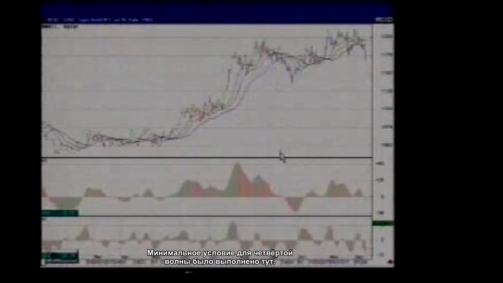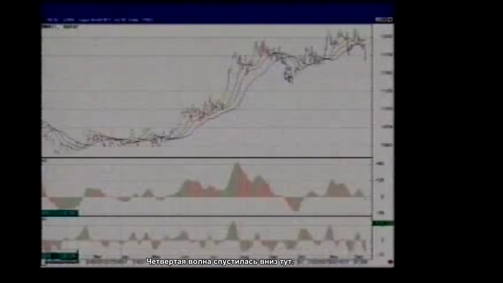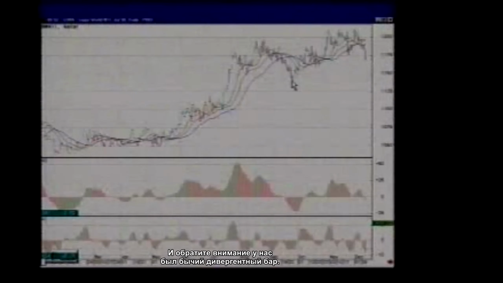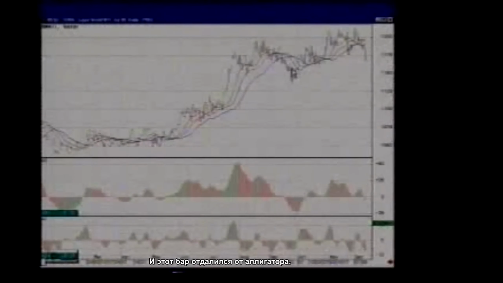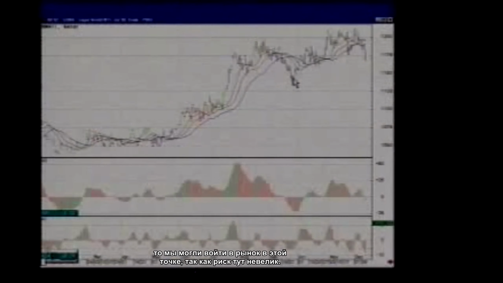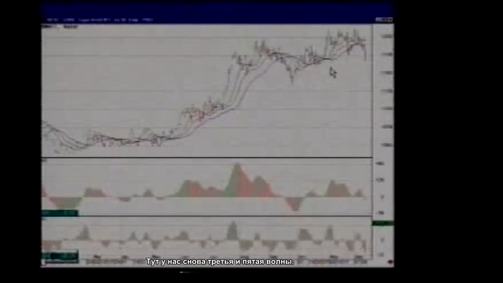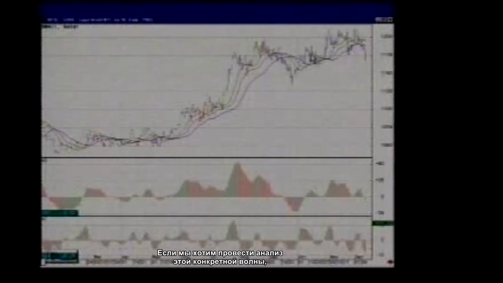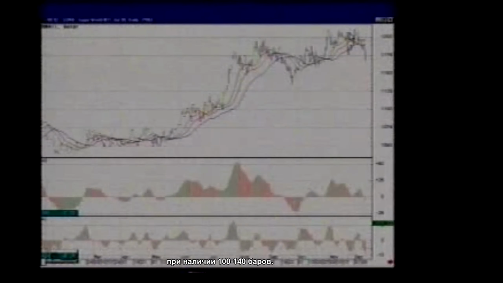And then the wave 4, the minimum requirements were met here. Wave 4 came on down, and notice we also had a bullish divergent bar. And this bullish divergent bar had pulled away from the alligator. So if we were very aggressive, we might choose to get on board there because the risk is very little, and we would have an ideal place to get long. And here we have, again, the weak wave 3 and wave 5, but if we wanted to analyze this particular wave, we would have to go to a smaller time frame so that we could get from the beginning of wave 5 to the end of wave 5, into 100 to 140 bars.